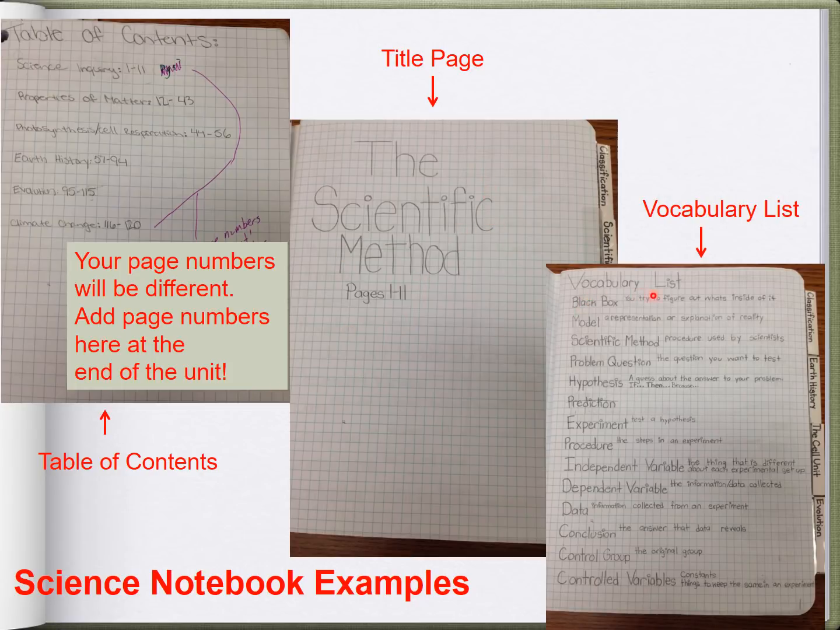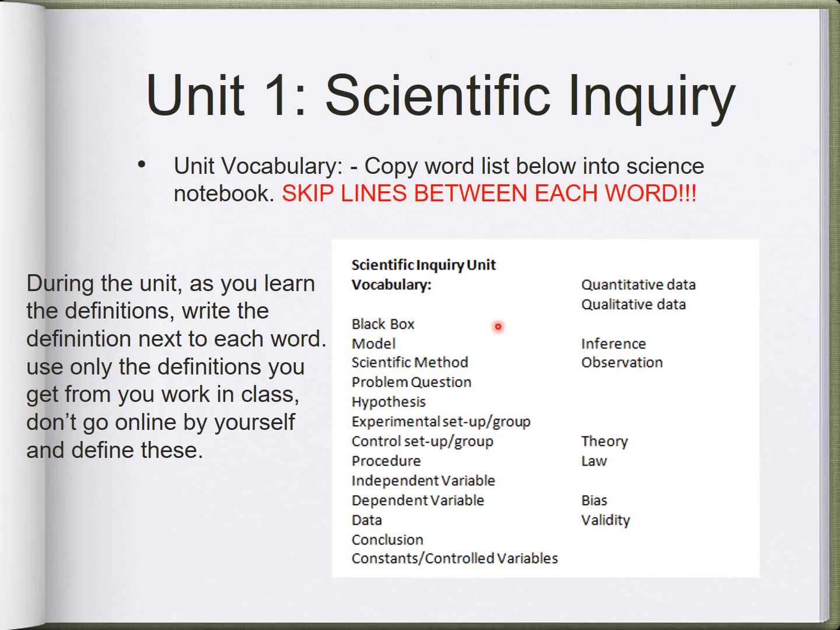On the next page, you do the vocabulary list. So here's the vocabulary list they had for the first unit. And so I'll show you what your vocabulary list is. Next slide. So once you got the first parts done, you want to write your vocabulary down. These are the words that you'll list. Skip lines between them. You'll come back as we learn them and be writing definitions for them throughout the unit.